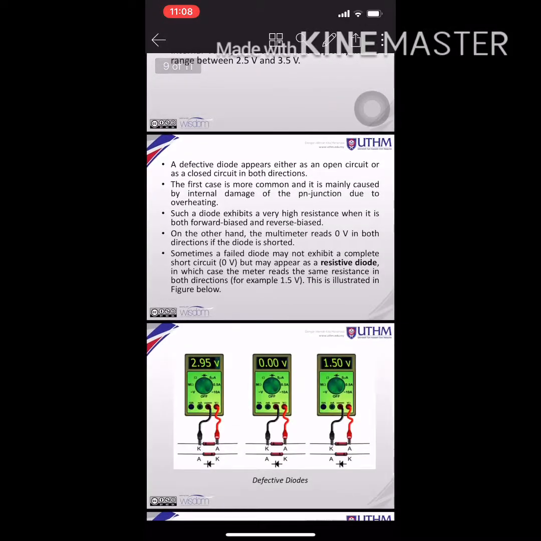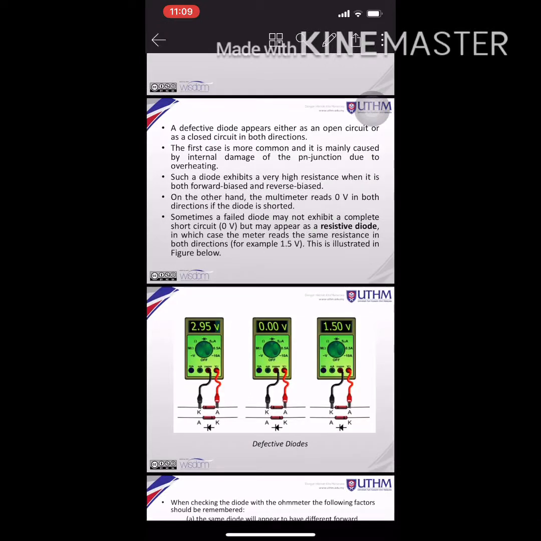Okay, another one. Okay, so how about if we have a defective diode? Okay, so if we have a defective diode, it can be either that the diode will become an open circuit or closed circuit in both directions. Okay.